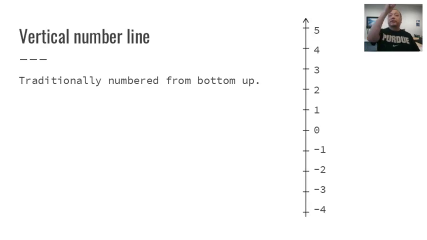If the line is vertical, we can do the same thing, put in numbers. That would be a vertical number line. And traditionally, the numbers go from bottom to the top.